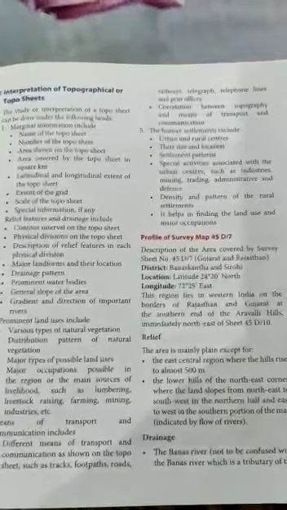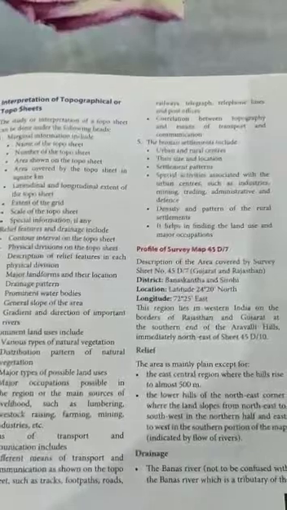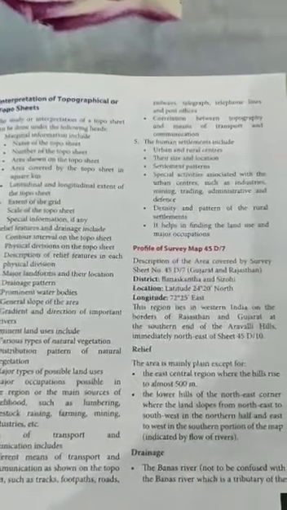Number two is relief features and drainage. So that includes contour interval on the topo sheet, physical divisions on the topo sheet, description of relief features in each physical division, then major landforms, what all landforms are present there, and their location also, then drainage patterns, prominent water bodies that are present, general slope of the area, whether it's gentle or steep, then the gradient and direction of important rivers.